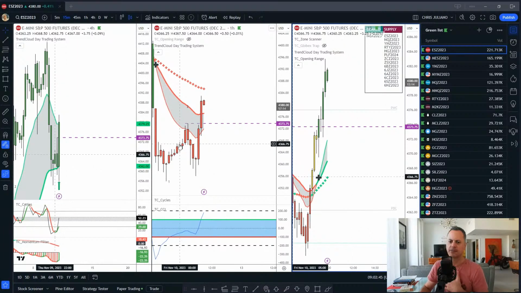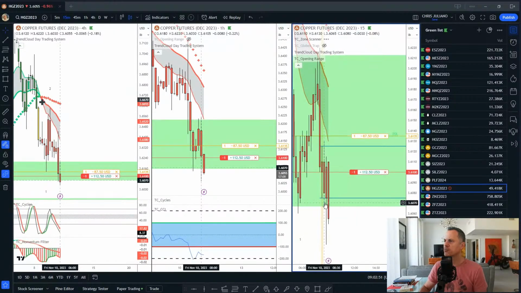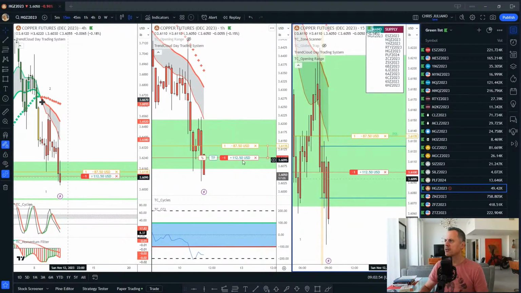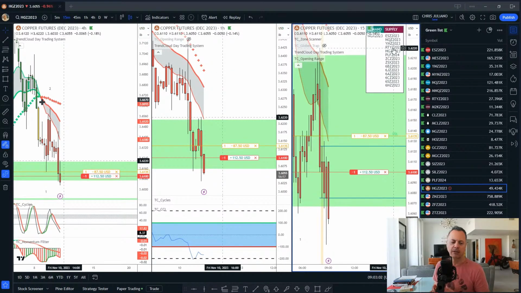So I took kind of an aggressive entry here on copper, real quick. Let's just go over and talk about it. It popped up on the zone scanner, and if you've got the Trend Cloud day trading system, it comes with 6 different indicators that you use together to read the charts. When copper popped up on the zone scanner and I saw how strong everything was to the downside, there's a lot of market sentiment to the downside today, and you can see it on your zone scanner here.